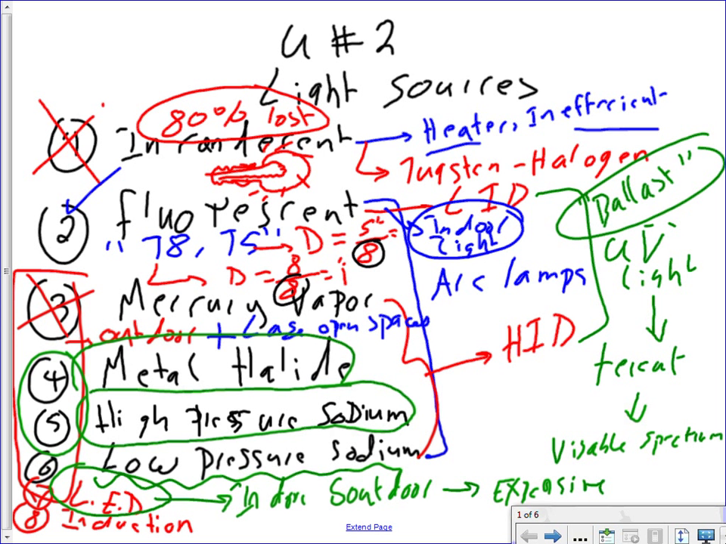Now, fluorescent does not need this. LEDs do not need this. So here's an advantage for LEDs and fluorescent being used in parking lots and whatnot. They don't need warm-up time. You turn them on and off immediately, and they come up to full speed.